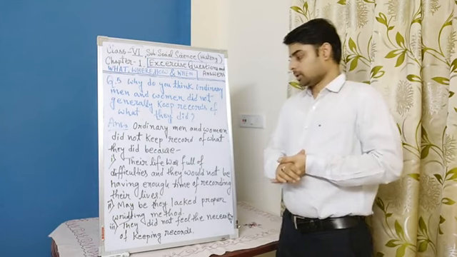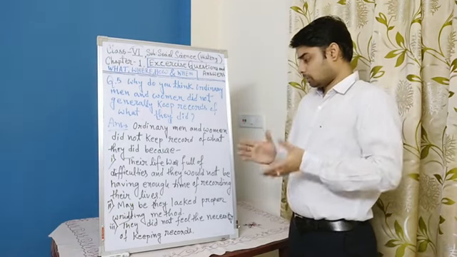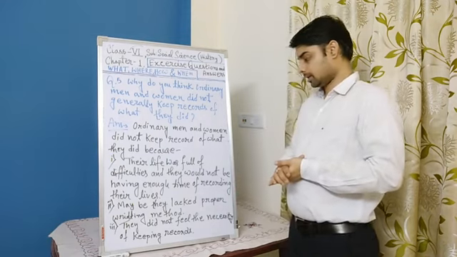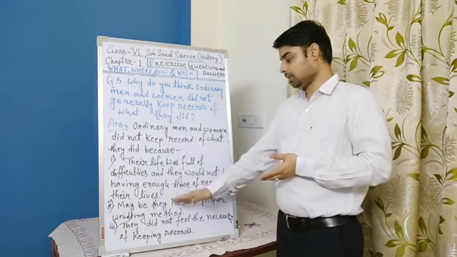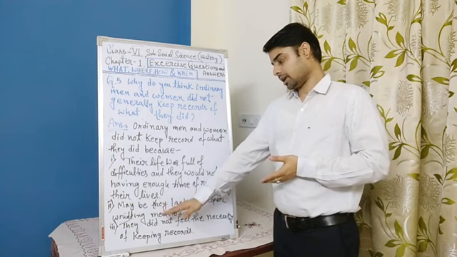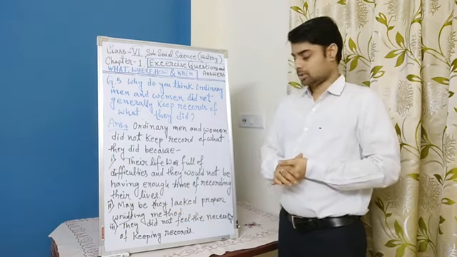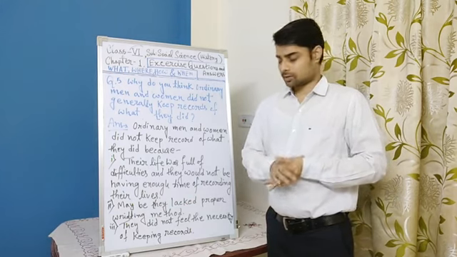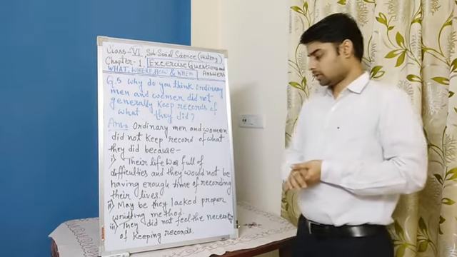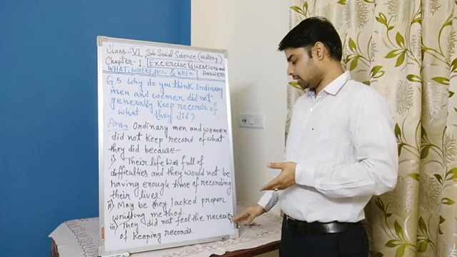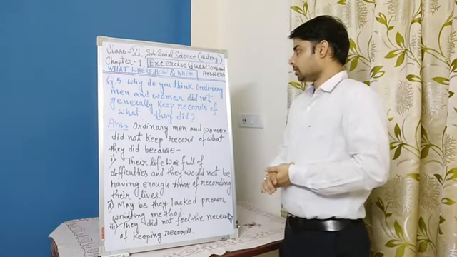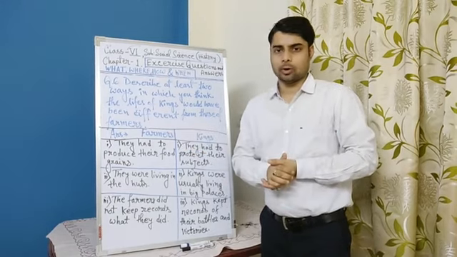Point number 2, maybe they lacked proper writing method. This is point number 2. That means they didn't know how to record their past. Point number 3, they did not feel the necessity of keeping records. This is another reason.